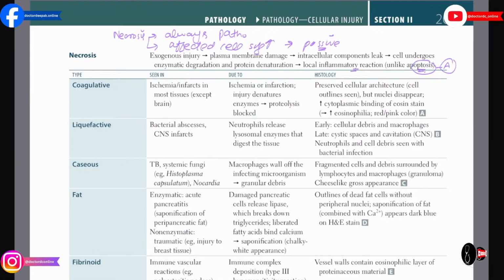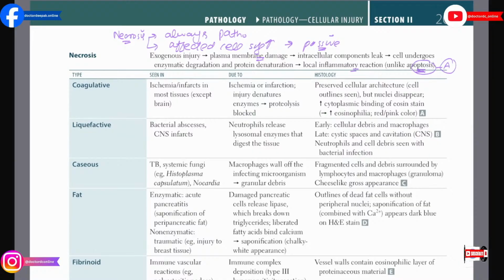Then a very important point: in necrosis, the plasma membrane gets damaged, but in apoptosis, the plasma membrane remains intact. So it means when the plasma membrane remains intact, there is no degradation by enzymes. You can say there is no enzymatic degradation and denaturation of the protein will not occur, because the intracellular components are not going to be leaked since the plasma membrane is intact. So this is the major basic difference between necrosis and apoptosis.